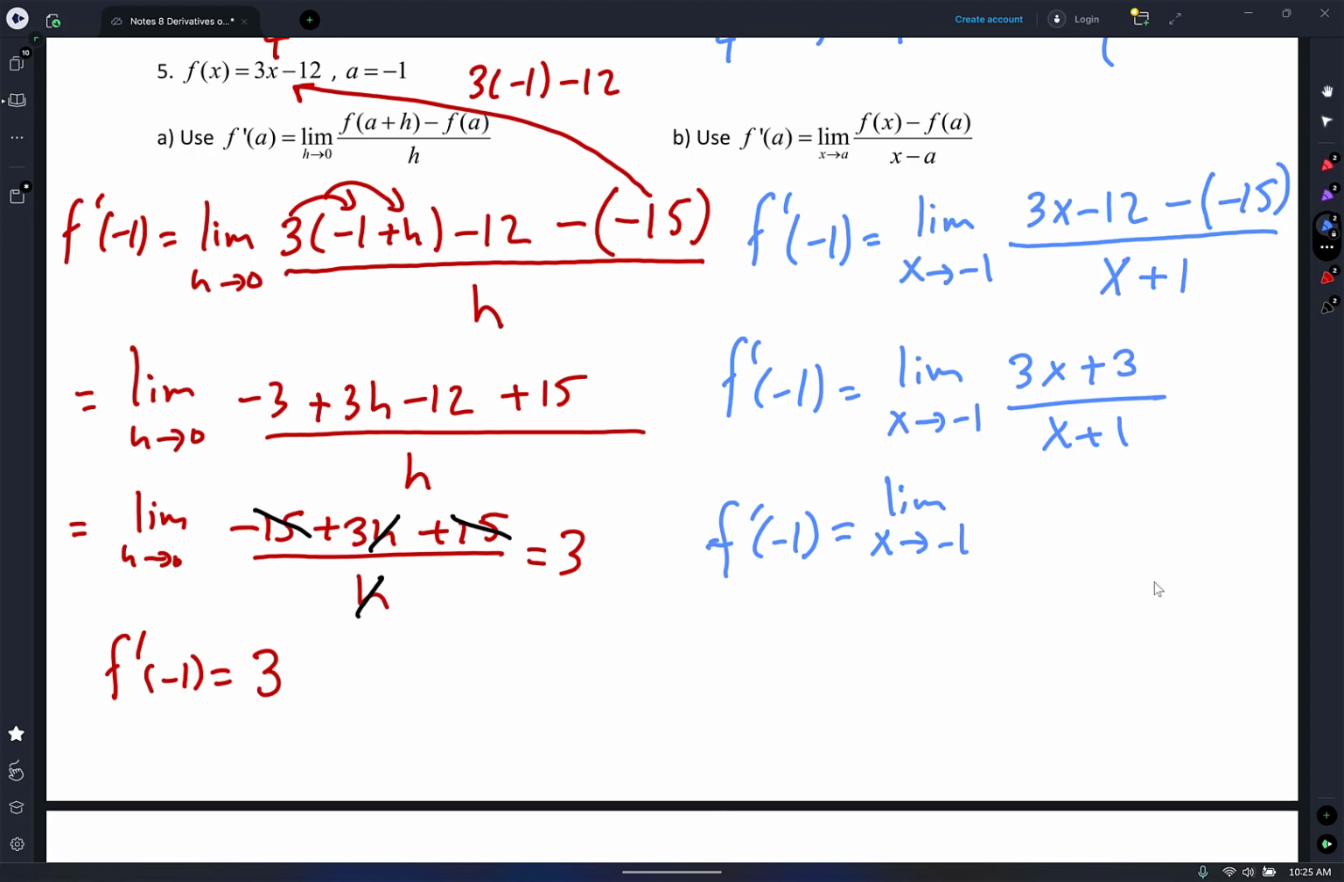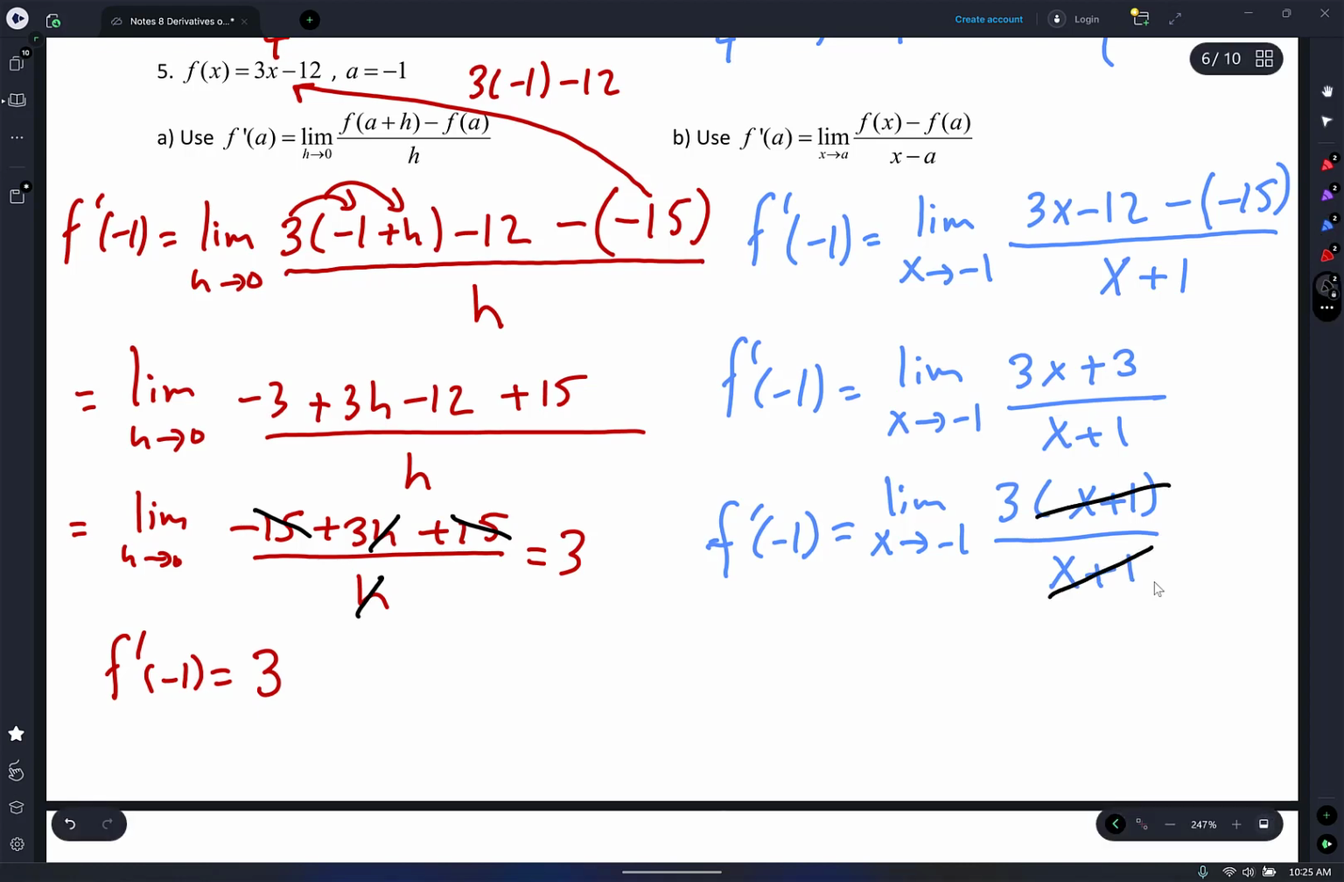Okay. All right, what can I factor out of the numerator? If I factor out the 3, I have... what can I cancel out now? Are you shocked that you got a 3? No, that's what you should be getting. That's expected.